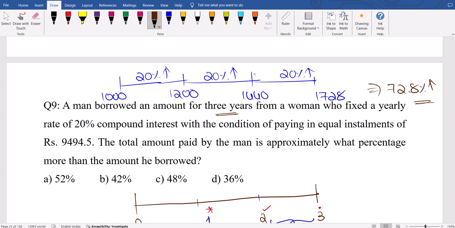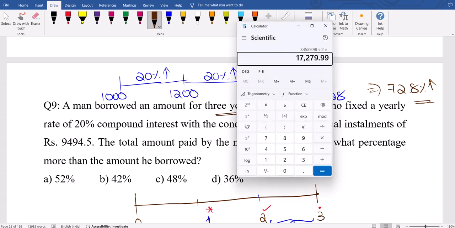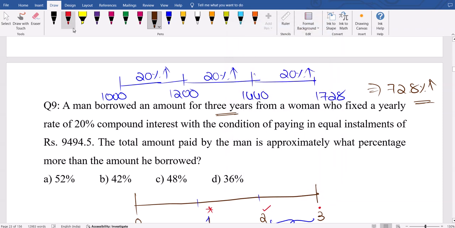If options are related to 15, let me check with 15 instead of 20. If suppose question is 15, find 1.15 into 1.15 into 1.15. Yeah, answer 52 is correct. If it is 15% instead of 20%, then answer is 52%. So if it is changed to 15%, then answer 52 is correct. Check it out. Right. So see the next one.